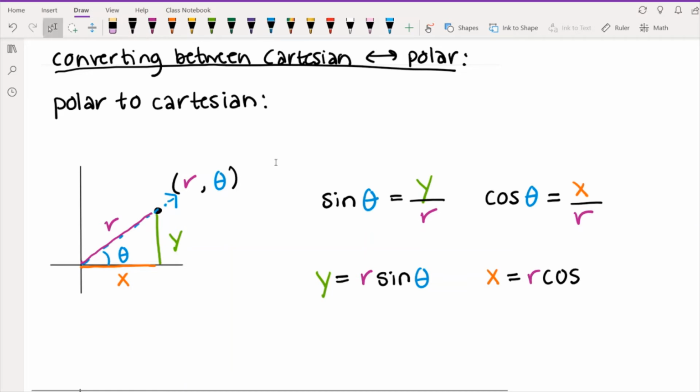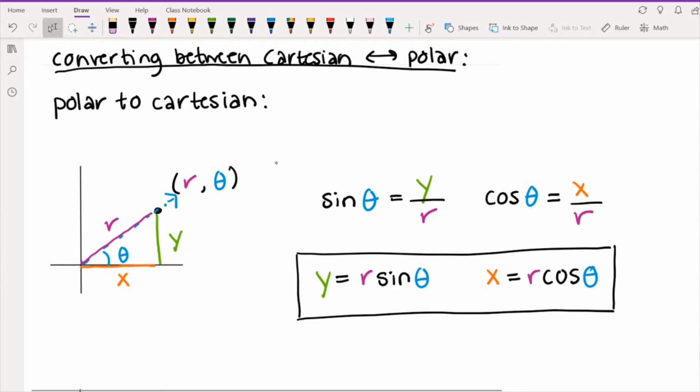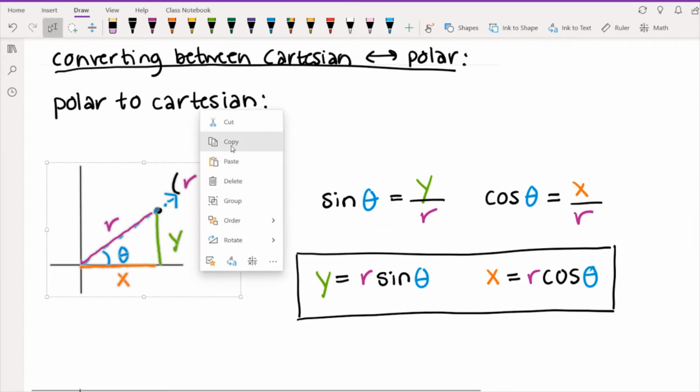So these, I'd say, of all the stuff we're going to talk about on this page with converting between polar and Cartesian coordinates, this is probably the most important thing, is that if you know what r and theta are, you can easily find what x and y are just by doing sine of the angle or cosine of the angle and then multiplying by the radius. So we'll see an example of that in a moment, but I want to first talk about how to go the other way.